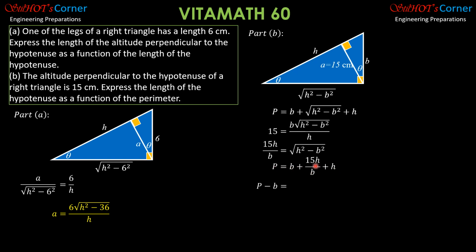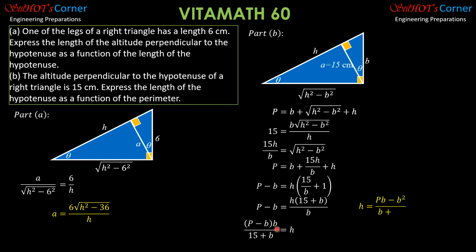We factor out h on the right side. h times quantity 15 over b plus 1. Simplifying the right side, P minus B equals h times 15 plus B over B. Then P minus B times B over 15 plus B is the hypotenuse. Then finally, the hypotenuse in terms of perimeter is PB, perimeter times B minus B square, all over 15 plus B. So we note that we define B as the other leg, or length of the other leg.